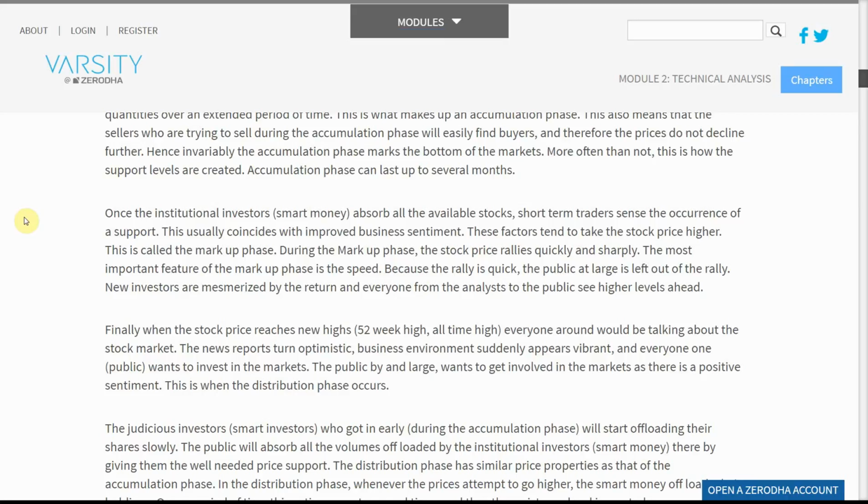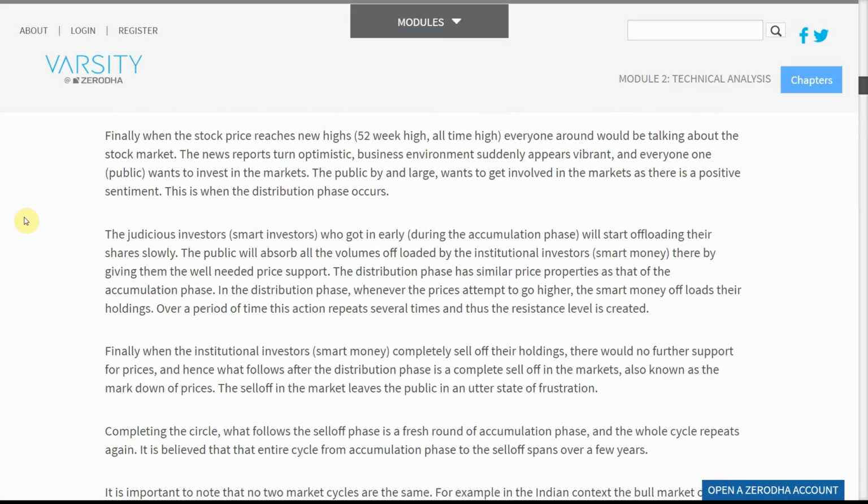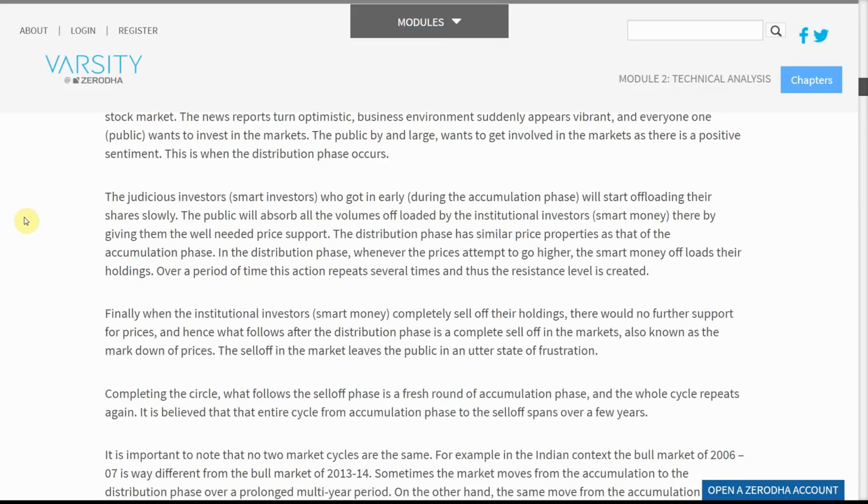This is when the distribution phase occurs. The judicious investors, smart investors who got in early during the accumulation phase will start offloading their shares slowly. The public will absorb all the volumes offloaded by the institutional investors, smart money, thereby giving them the well-needed price support. The distribution phase has similar price properties as that of the accumulation phase.